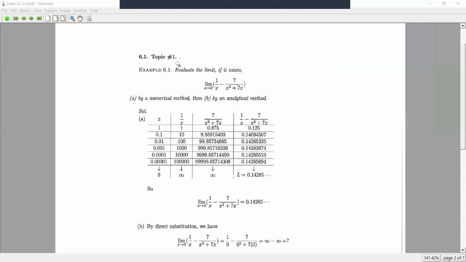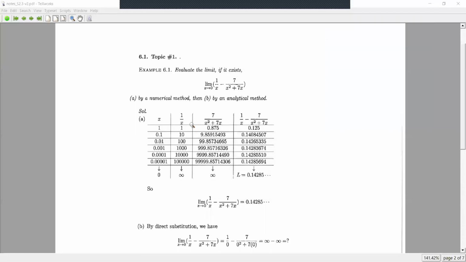Now, topic 1. More examples about direct substitution. Example 1. Evaluate this limit if the limit exists. When the limit doesn't exist, when the function approaches more than one number, then the limit doesn't exist. Evaluate this limit first by a numerical method, that is, by table. Then by an analytical method, that is, by limit laws, usually direct substitution.